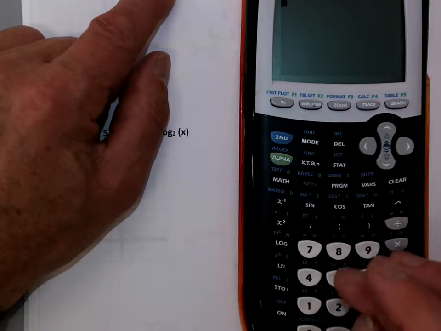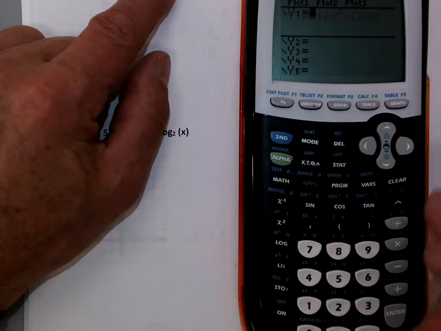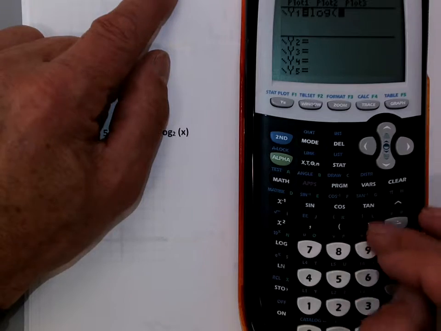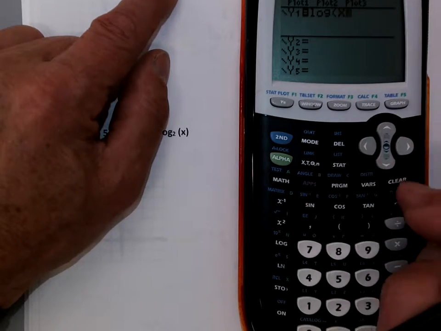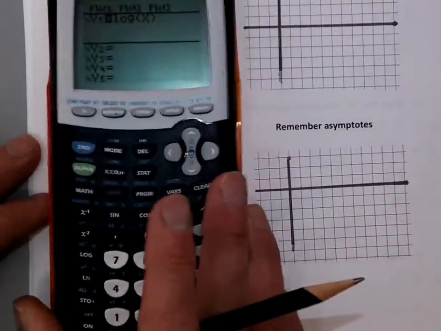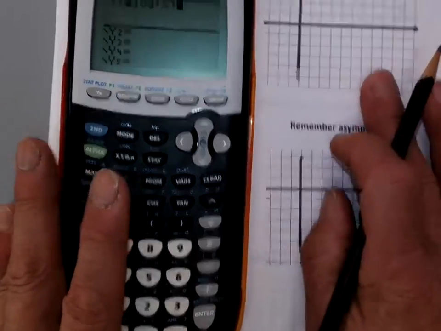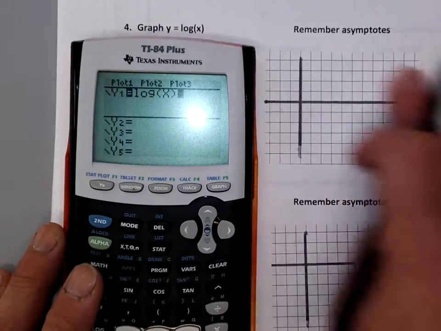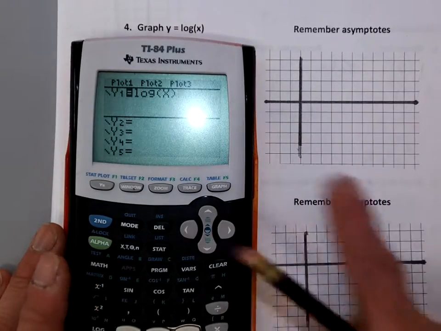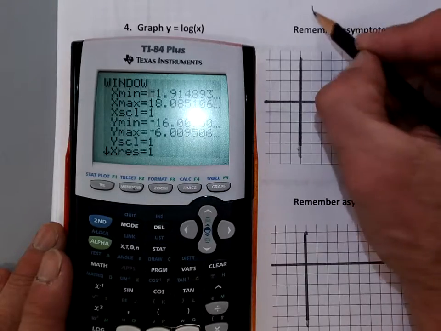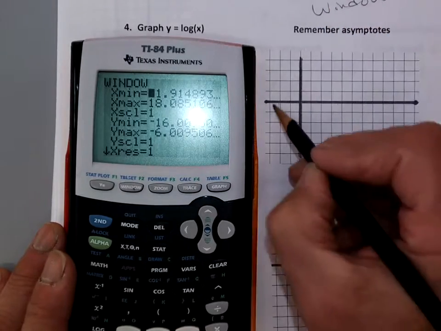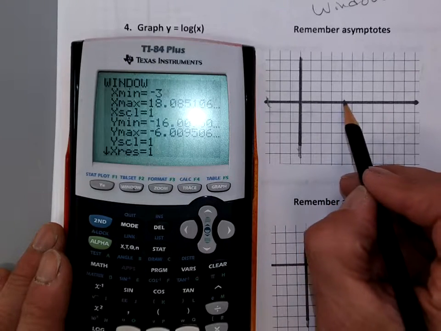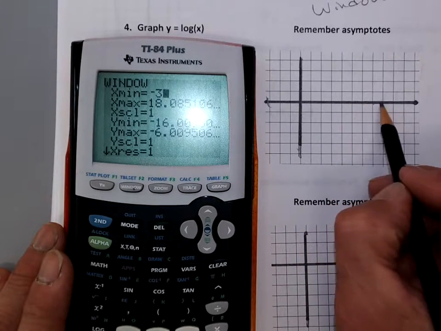I can go y equals, clear that. I can go log of x. You can actually graph it, and let's see what it looks like. Okay. Now, before I do it, though, I want my window to look like this window here. Before I graph it, I want my window to look like this one. Does that make sense? So I'm going to make my window look like my graph. So I go to my window. Let's go to our window. And I'm going to go from negative 3 to 1, 2, 3, 4, 5, 6, 7, 8, 9, 10, 11.